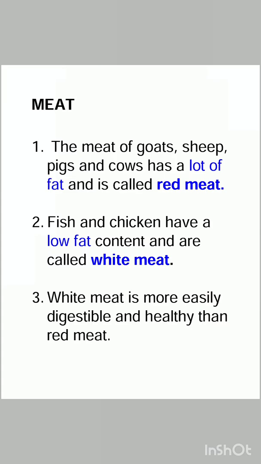Red meat contains a lot of fat. The examples are goat, sheep, pig and cow. The meat of fish and chicken is referred to as white meat because it contains low fat. White meat is more easily digestible and it is healthier than red meat. So here our chapter is finished.